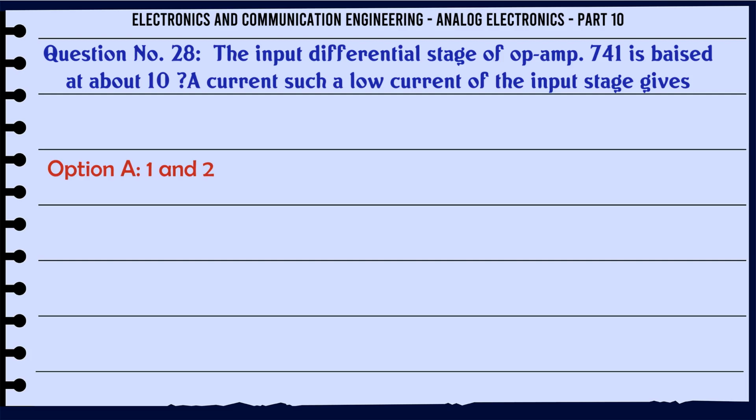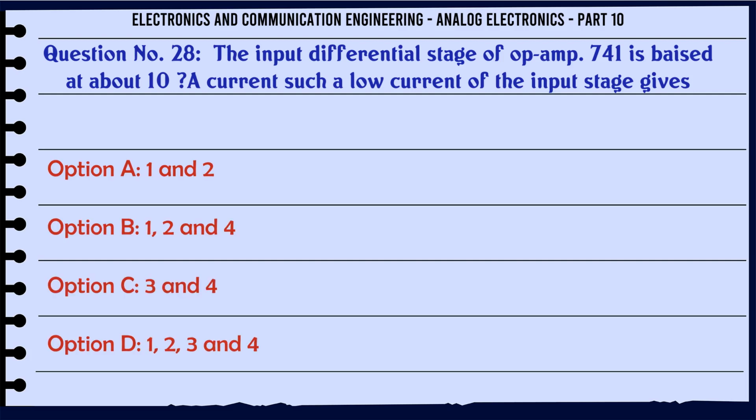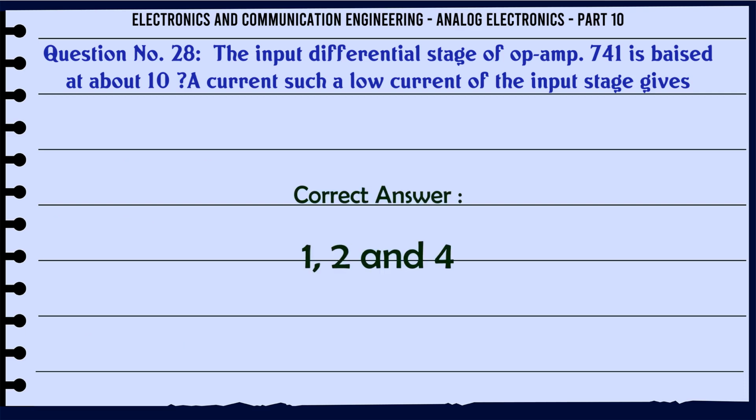The input differential stage of op-amp 741 is biased at about 10 µA current. Such a low current of the input stage gives A. 1 and 2, B. 1, 2 and 4, C. 3 and 4, D. 1, 2, 3 and 4. The correct answer is 1, 2 and 4.